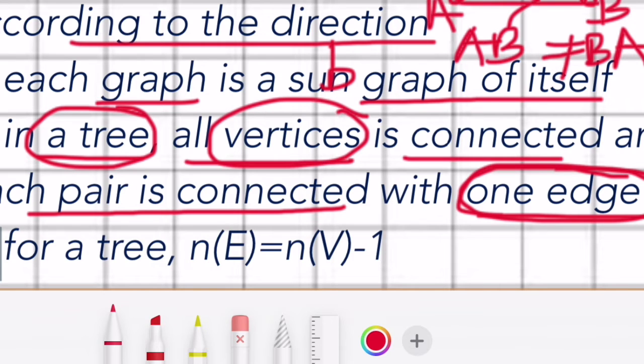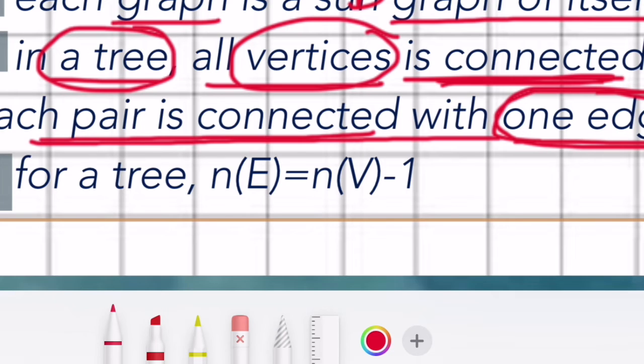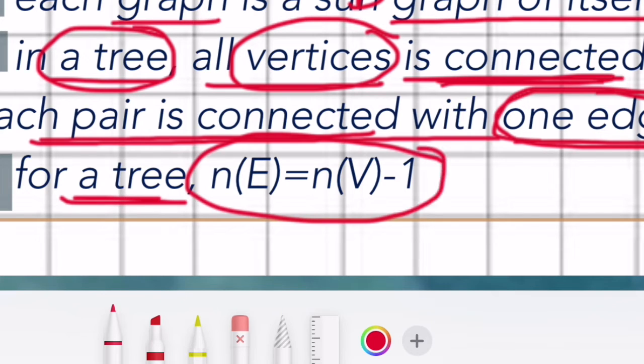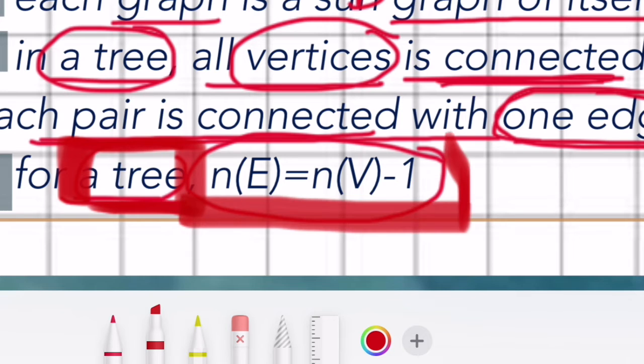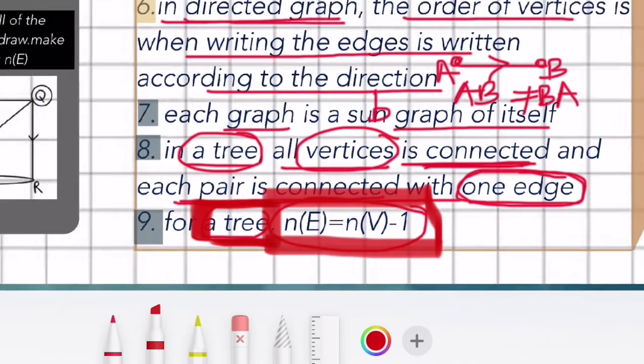All the vertices are connected, and each pair is connected with one edge. That means a tree cannot have loops and multiple edges. So for a tree, the number of edges is equal to the number of vertices minus 1. Again, I'll highlight this to you, this is important. For a tree, the number of edges is the number of vertices minus 1.